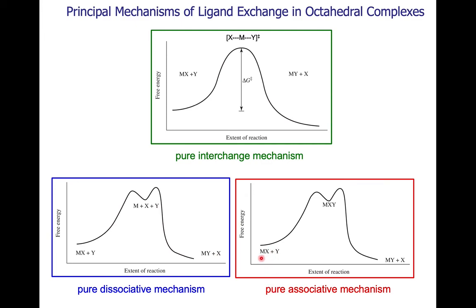The pure associative, we go over a transition state. We form a complex where we have increased the coordination number. So this would be like ML5XY. That then goes over a transition state to break the MX bond. And then pure interchange looks like an SN2. So the bonds are exactly half formed. So MX is half broken and MY is half formed. And so you can think about this as the Y ligand coming in and pushing out the X ligand.